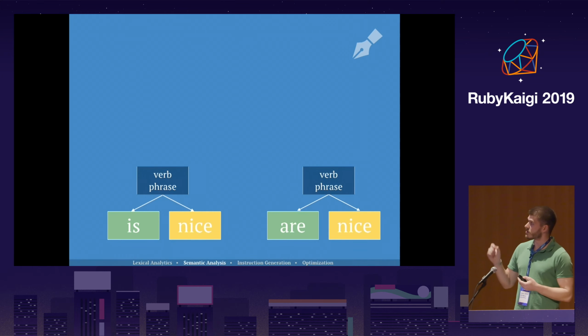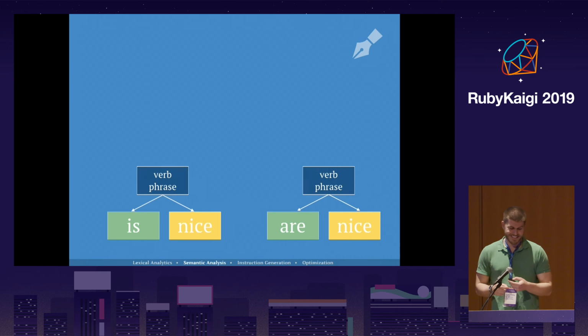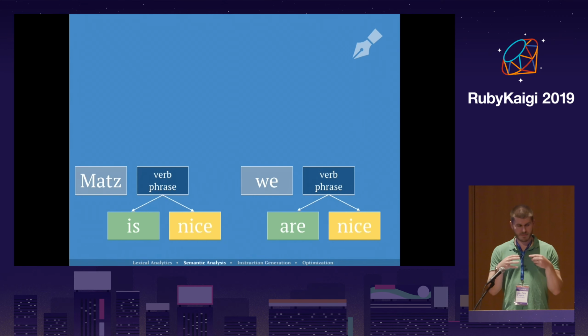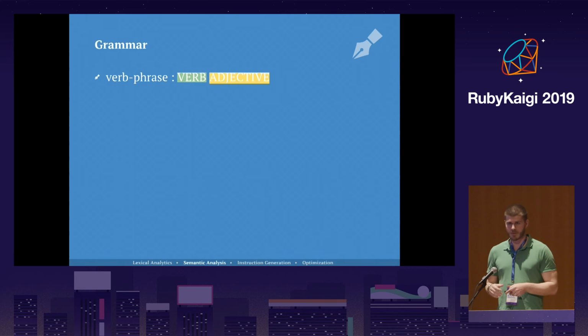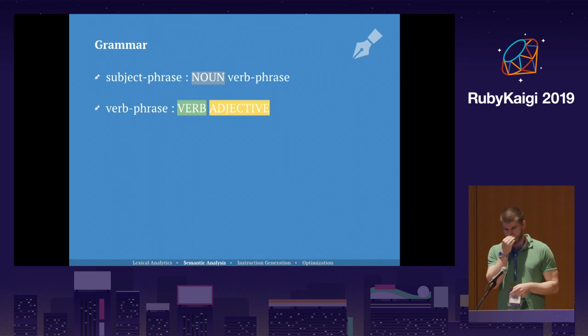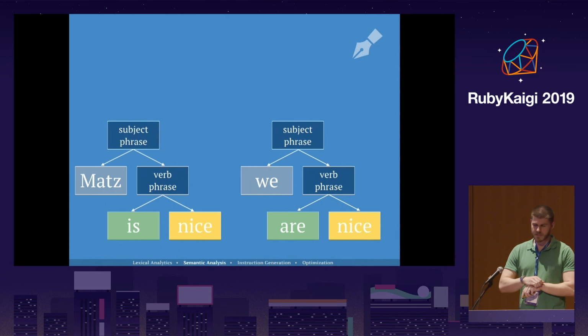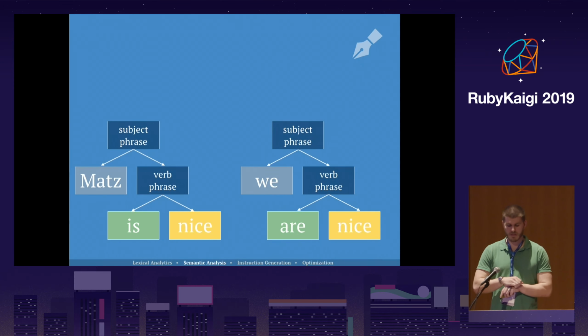And these are tiny little trees. Now, if we add our nouns in, we need another token. We need another understanding of that tree structure. So we're going to go back to our grammar, and we're going to add another rule. This is going to be called a subject phrase. It's a noun into a verb phrase. And so now we can start to build up our tree a little bit more.